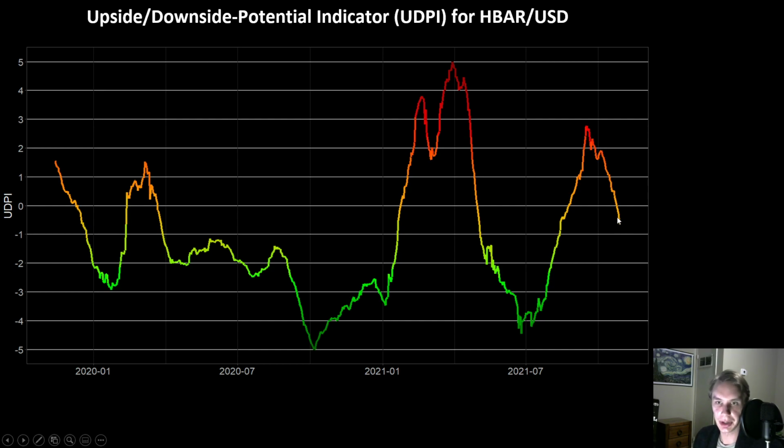So, not financial advice, make your own decisions, but that's what the model is suggesting at this point in time. Now it's important to note that just because the upside potential seems to be greater than the downside potential right now does not mean that HBAR has to go on another run immediately again.